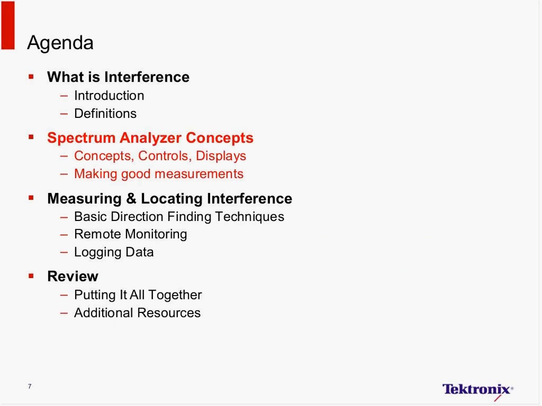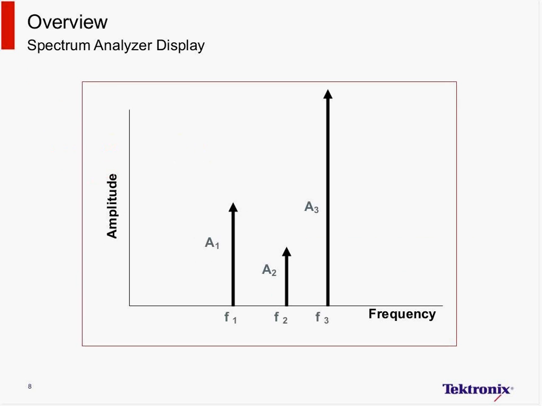And that brings us to our next section, talking about spectrum analyzer concepts. This is a generic picture of what a spectrum analyzer gives us. Be it a spectrum analyzer from Tektronix or some other company, they all follow the same basic layout: low frequency on the left, high frequency on the right, and amplitude on the y-axis.